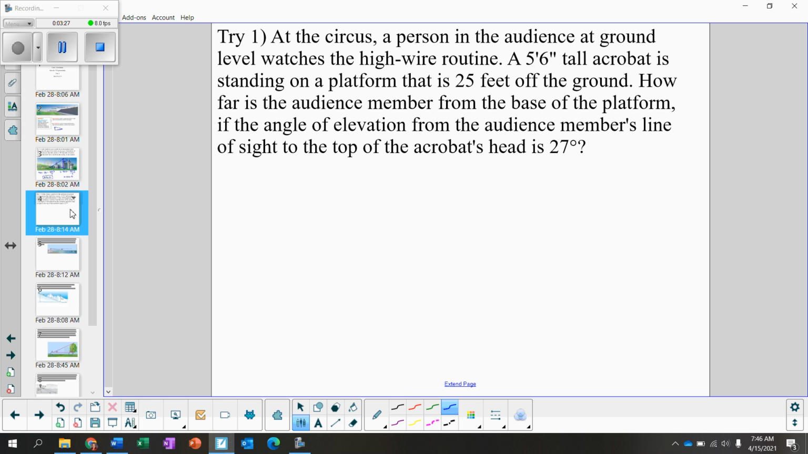You go ahead and try this one. Try to make a picture that is described by this scenario. So we have a person in the audience at ground level is watching a high wire routine. A 5.5 foot tall acrobat is standing on a platform that is 25 feet off the ground. How far is the audience member from the base of the platform if the angle of elevation from the audience member's line of sight to the top of the acrobat's head is 27 degrees? So pause it if you're going to try to make the triangle on your own. Otherwise, I will make the triangle now, and then you can pause and try it.